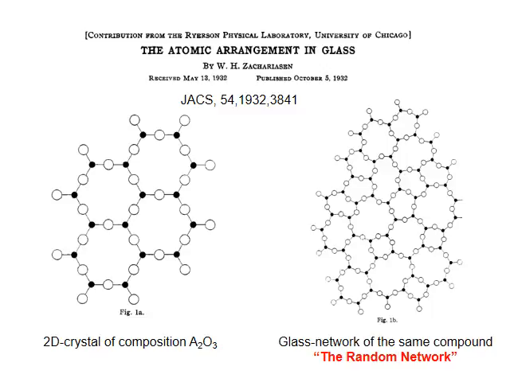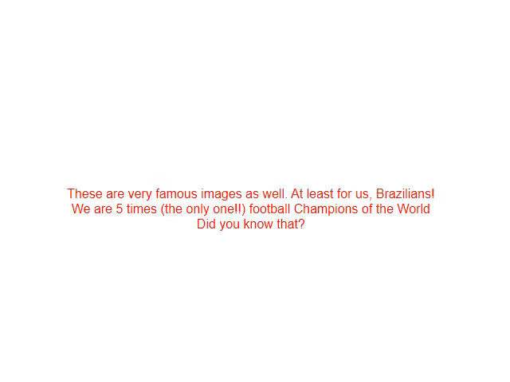Remember, it was 1932. Drawings had to be made by hand. Anyway, these drawings of the so-called Zachariasen random network became universal. In any textbook or review about glasses, you will find them. Perhaps it is, together with the nuclear Rutherford atom, one of the most reproduced figures in science.